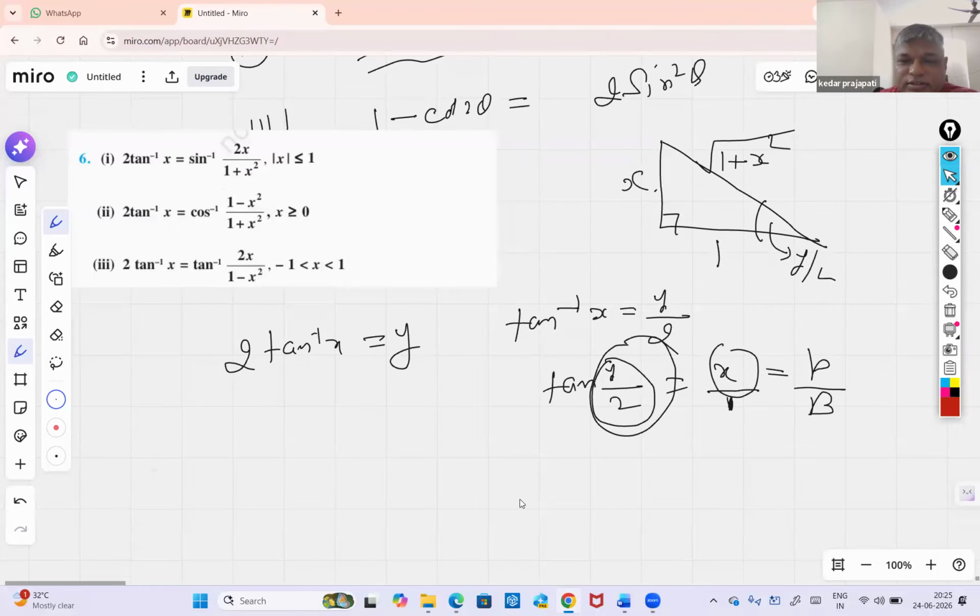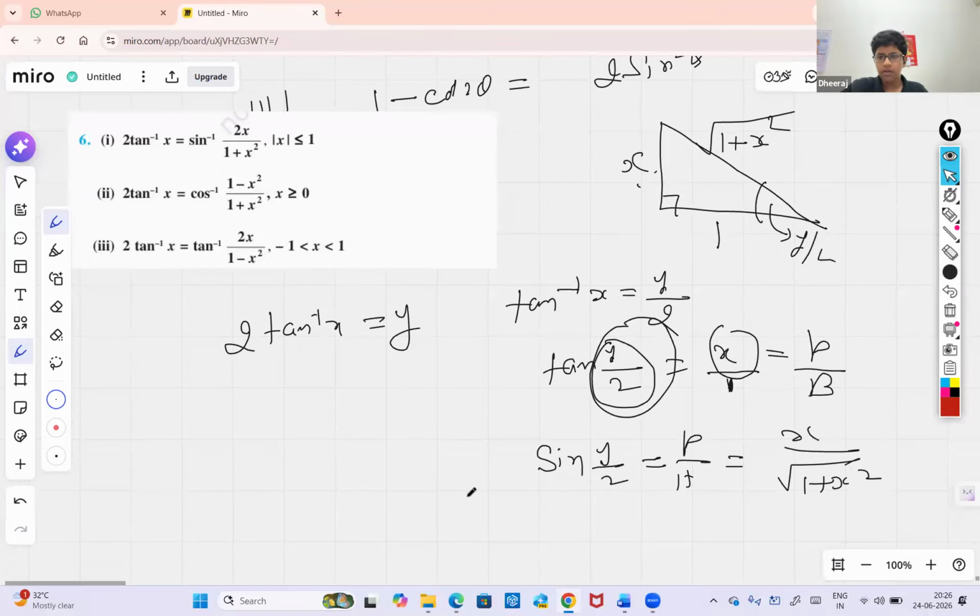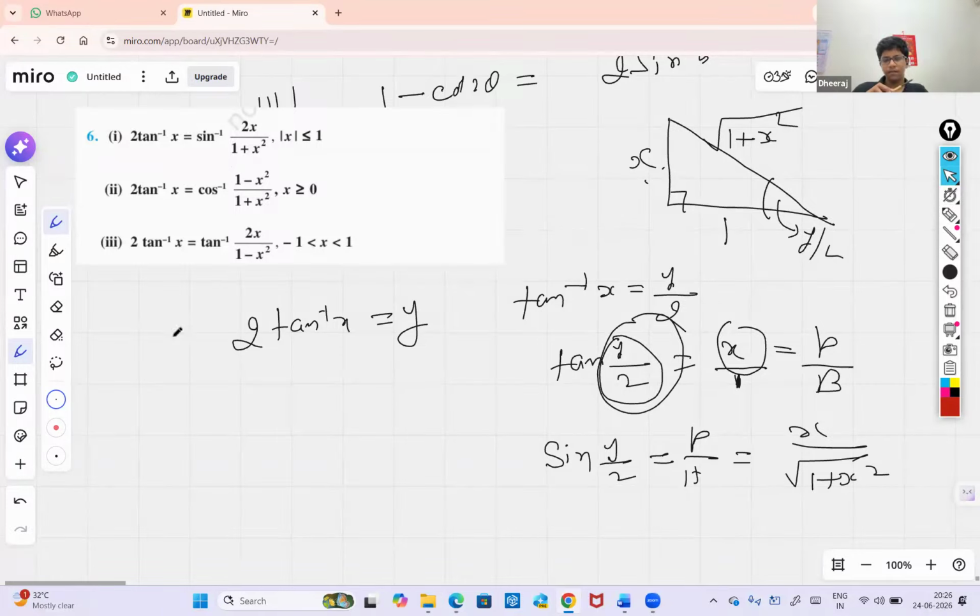So now if you want tan y by 2 or sin y by 2, what will come? Sin y by 2, this by this, p by h, x by root over 1 plus x square. Right? Are you getting? Sine is coming in this format. I'm not going to derive it. I'm just telling you, if you know one formula, you can easily derive it. Okay?